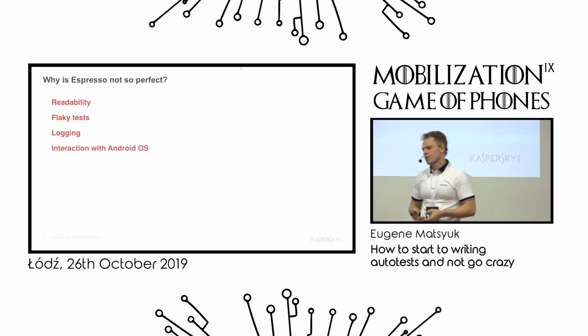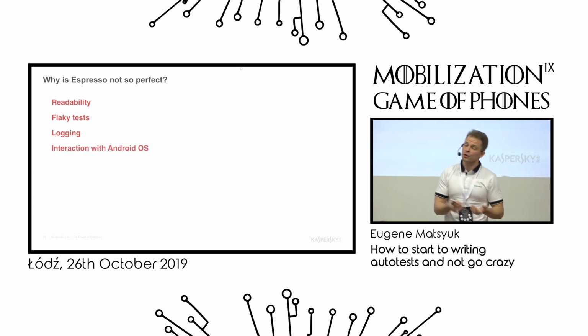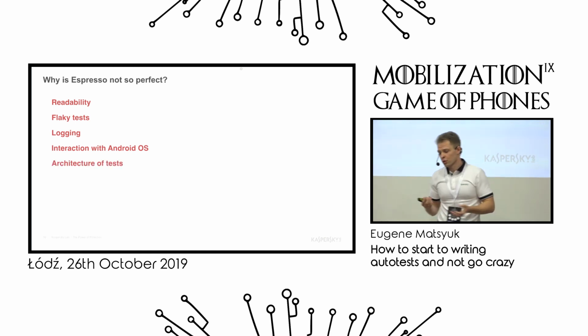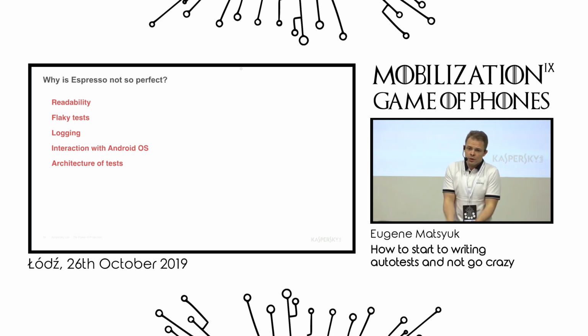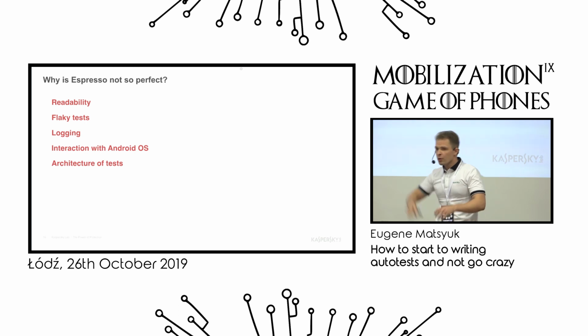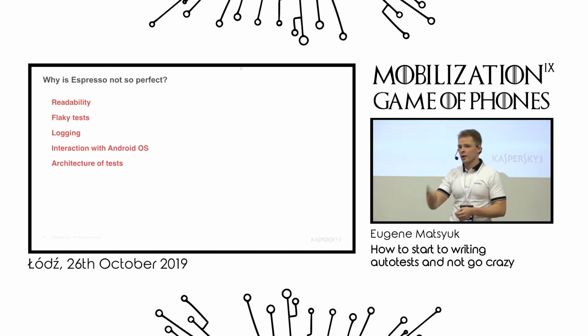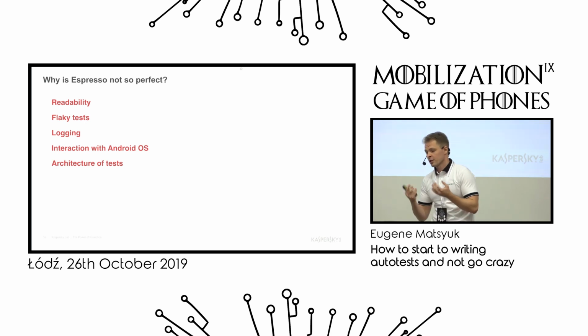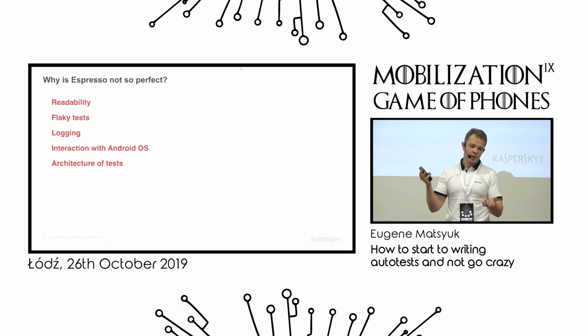Indeed, Kaspresso doesn't provide any convenient tool to interact with Android OS. And Kaspresso doesn't offer some architecture rules, some rules how to write your UI test. And all of this prevents you from writing successful tests. Yeah. What is a successful test? It's a clean test, maintainable test, stable, without flakiness, and so on and so forth.